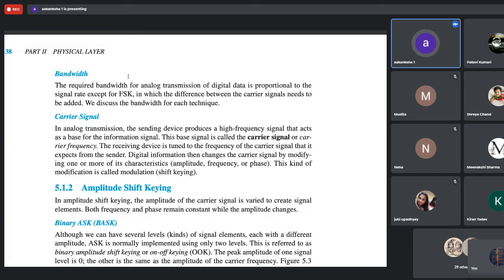So I think I stop here. I have given you a brief introduction of modulation and types of modulation. We'll be discussing everything in detail tomorrow. Okay.